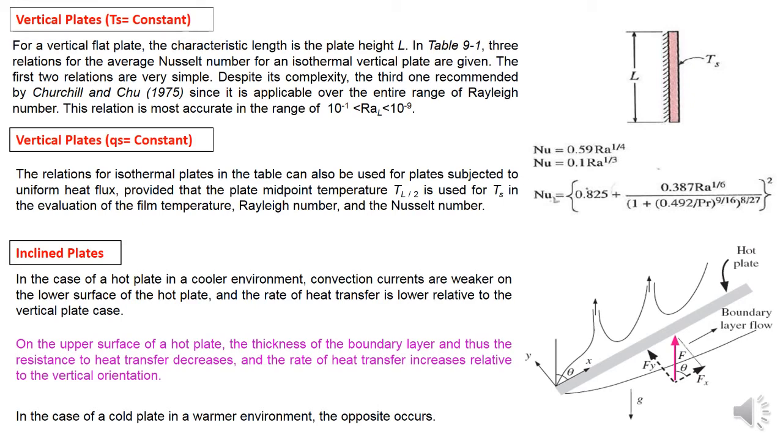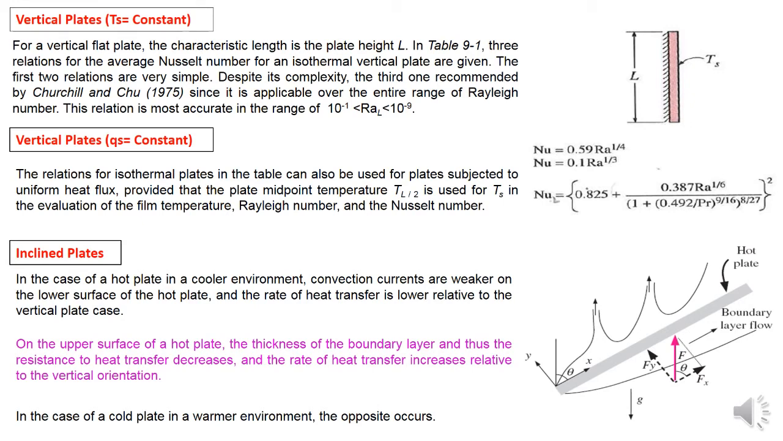Inclined plates. In the case of a hot plate in a cooler environment, convection currents are weaker on the lower surface of the hot plate, and the rate of heat transfer is lower relative to the vertical plate case. Okay, so although they are all flat plates, the orientation gives different values of heat transfer rate, which are explained in this slide. So please keep this in mind and be careful when answering a question.